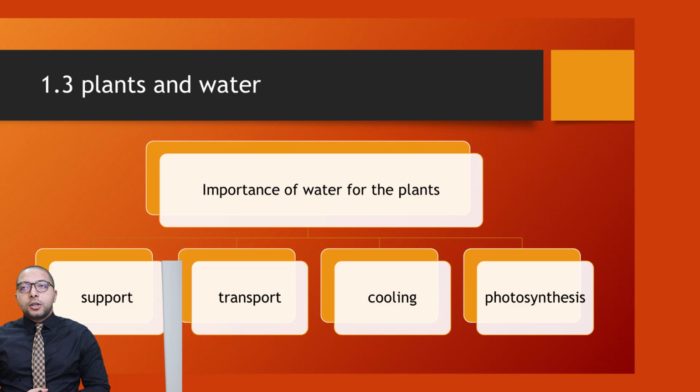Third lesson of this unit is talking about the importance of water for the plant. We have four major functions for the water inside the plant. The first one is for support. Second one for transport. Third one for cooling. Fourth one for photosynthesis. Let's discuss one by one.